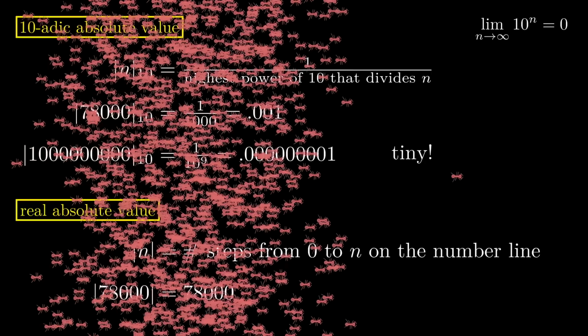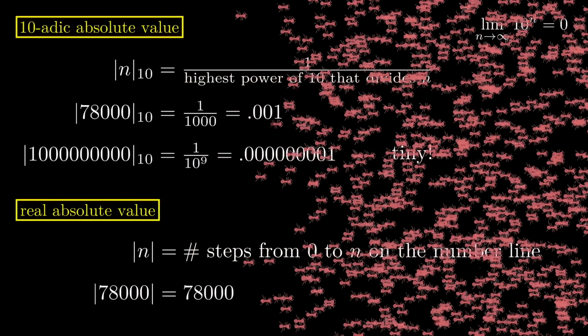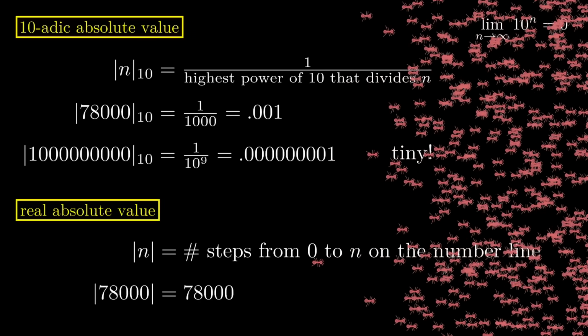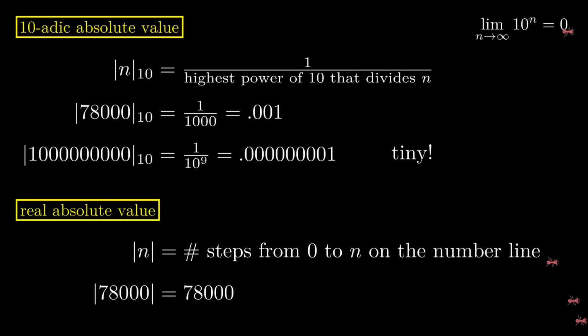This is only 1,000, and it's already a lot. But the thing is that we're changing our fundamental definition of size. Our usual ideas of large and small are tied to the real numbers, so if we choose a different notion of size, then large and small have completely different meanings.